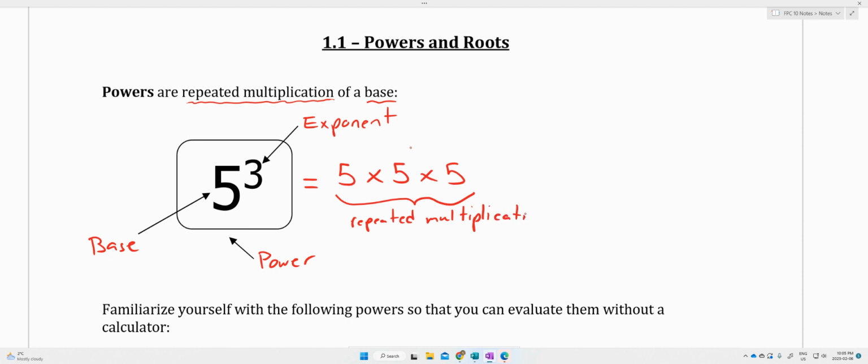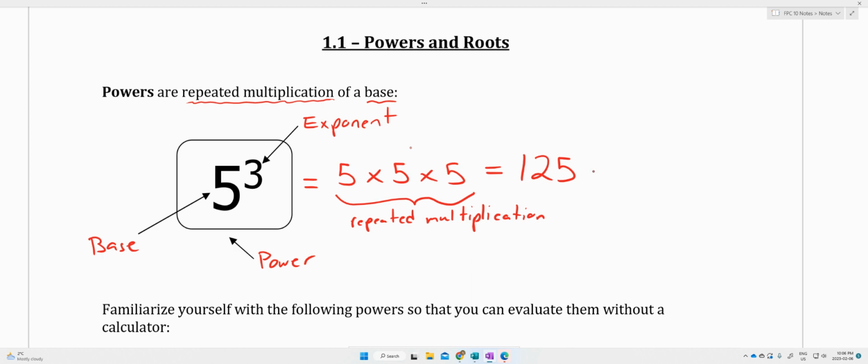And we can see a lot of parallels here actually with multiplication is also on its own repeated addition. So it's the same kind of idea, but now we're just repeating the multiplication, and we could evaluate this out. Of course, 5 times 5 is 25 times another 5 gives us 125 total.